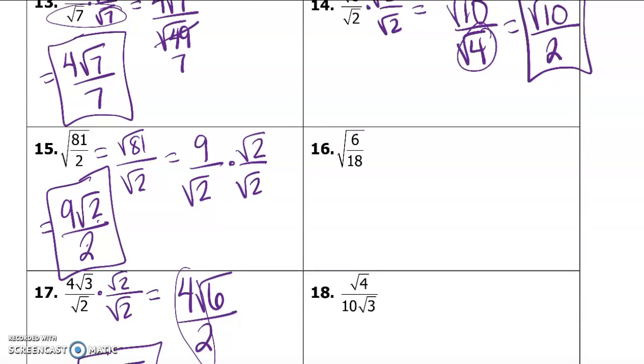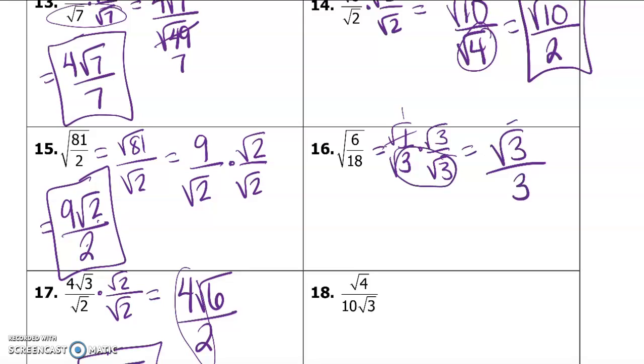Number 16. The easiest way to do this is to simplify this. 6 over 18 is 1/3. I'm going to do square root, square root. Square root of 1 is just 1, so I'm actually going to multiply by my square roots right away. Square root of 3, square root of 3. So this is just 1 times the square root of 3 is square root of 3. These two multiply to square root of 9, which is just 3.